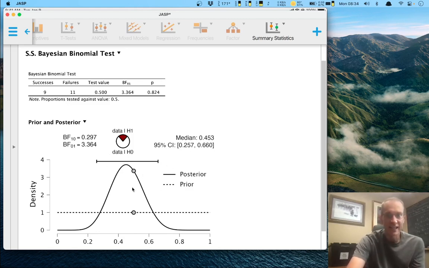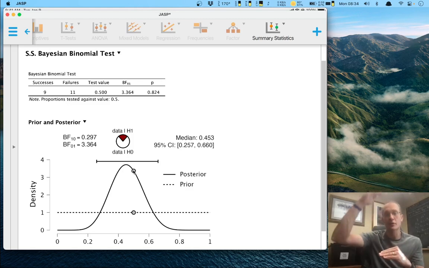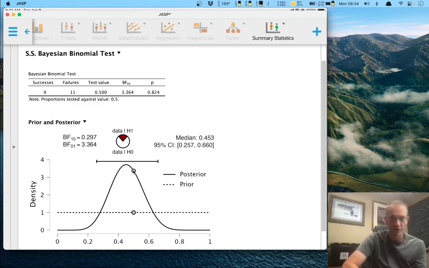Here's that Savage-Dickey density ratio. So the belief in the null, that is that W equals 0.5, increases from here before seeing data to here after seeing data. That's a factor of 3.36, as we checked earlier.